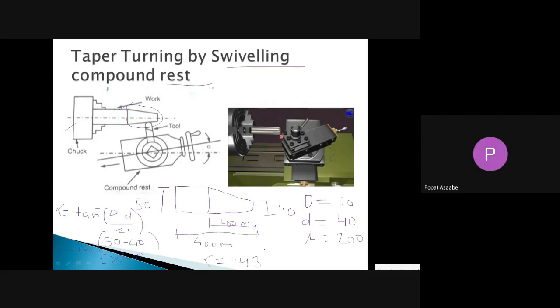43T degree. Okay, that much is your taper angle. Now with the help of this taper angle, we have to rotate. Now we have to rotate that compound rest with this angle. This is our compound rest, and now we have to swing, means rotate. Okay, just we have to rotate this compound rest with this angle.